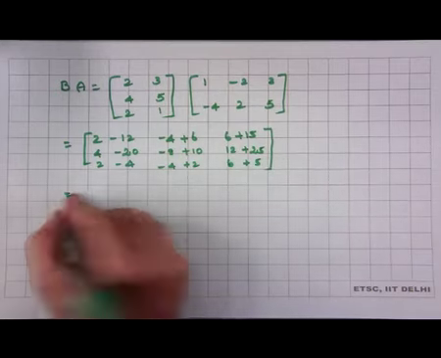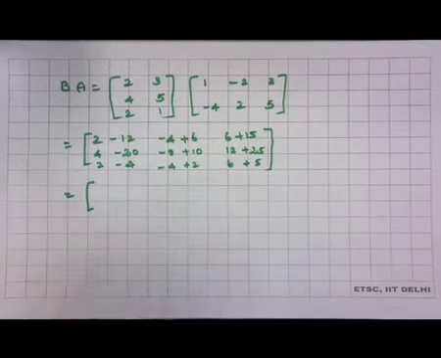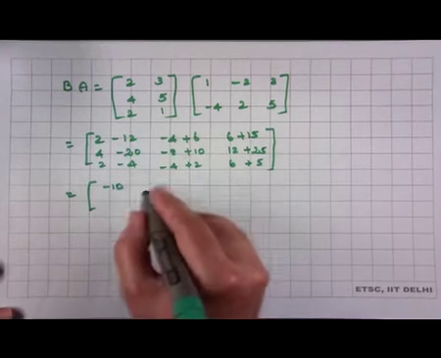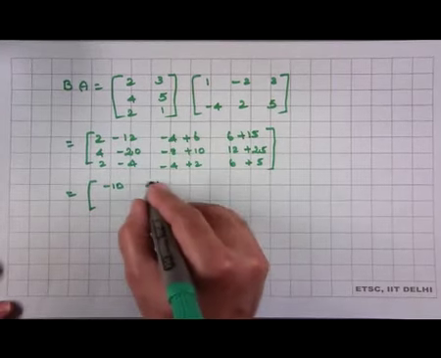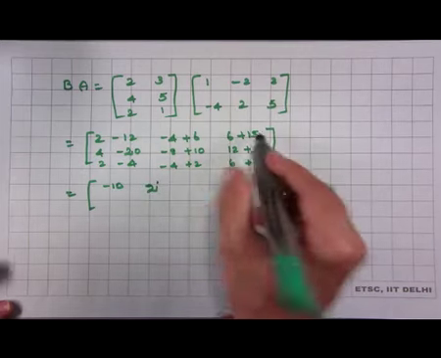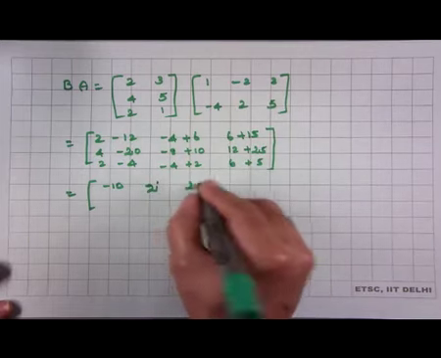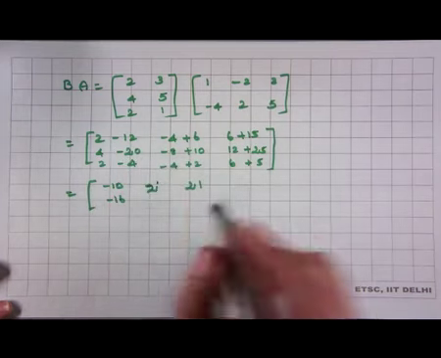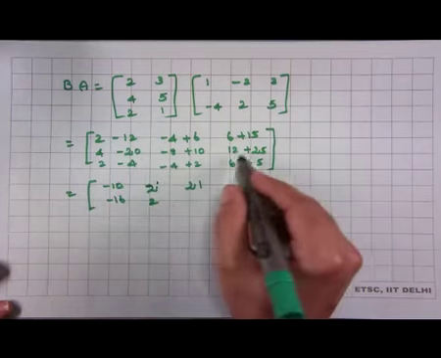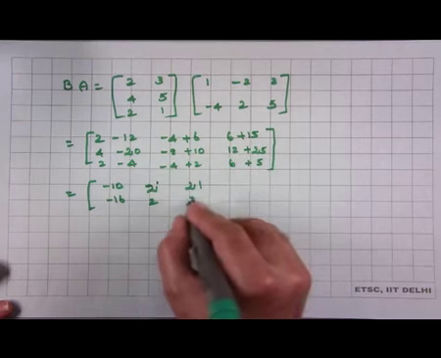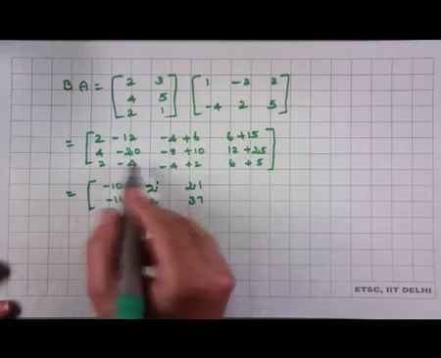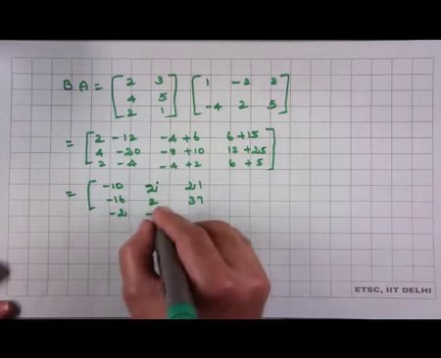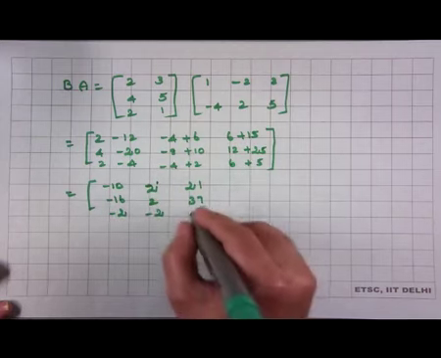The resulting matrix is 2 minus 12, which is minus 10, minus 4 plus 6 which is 2, 6 plus 15 which is 21, 4 minus 20 which is minus 16, minus 8 plus 10 which is 2, 12 plus 25 which is 37, 2 minus 4 which is minus 2, minus 4 plus 2 again minus 2, 6 plus 5 which is 11.